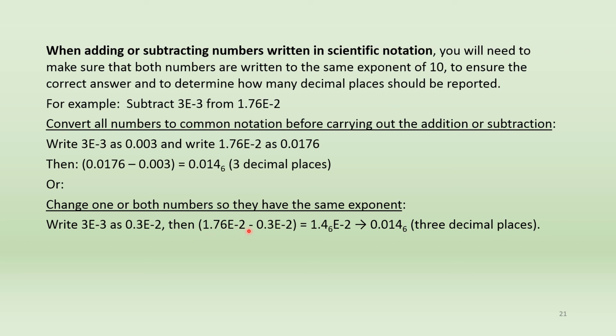I can now subtract these two numbers. 1.76 minus 0.3 is 1.46. Again, I've subscripted the 6 because my 3 has only 1 decimal place. So I'm limited to 1 decimal place in my answer, right there, 1.4, and that'll be e-2. Now just as a check, I can convert this back to common notation, move the decimal 2 places to the left, and we'll have 0.0146, which you notice has 3 decimal places like the answer we had in the previous problem. And that's it. Let's wrap it up next.